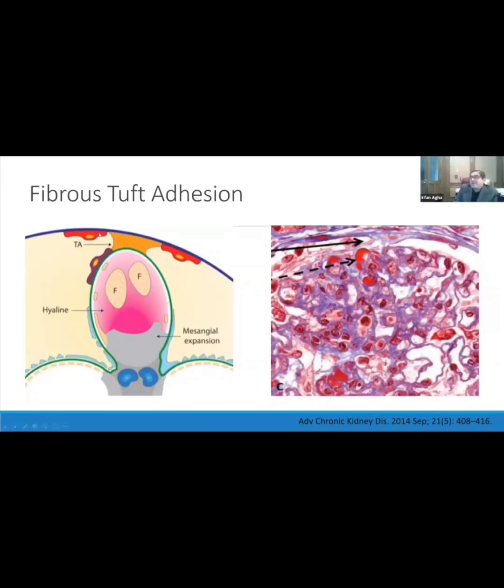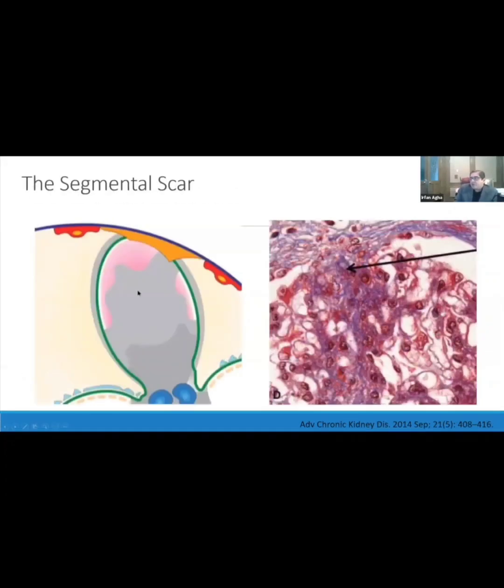So it is thought that the parietal epithelial cells actually migrate down this tuft adhesion and they start multiplying. So this is what you start seeing in this glomerulus, and eventually this all scars down. So this is a fully formed segmental sclerosis scar. Capillary loops are all dead, and there's areas of trapped hyaline, which you can see here. And if I really imagine, you can see some hyaline over there. So this is the pathogenesis of the focal segmental scar.